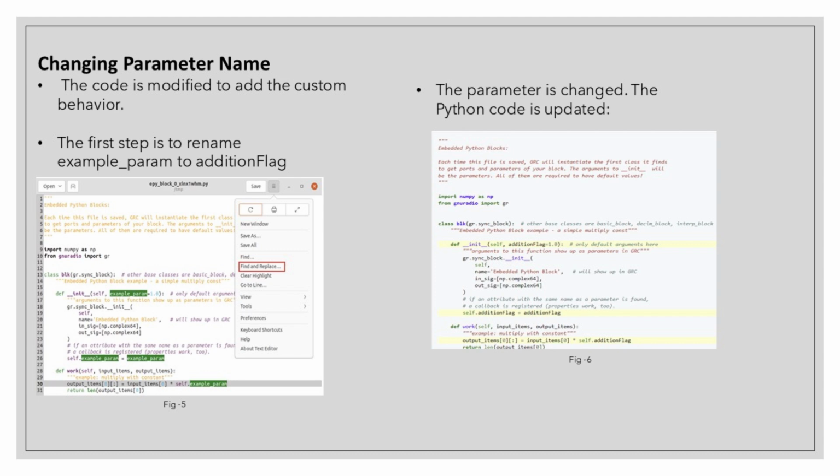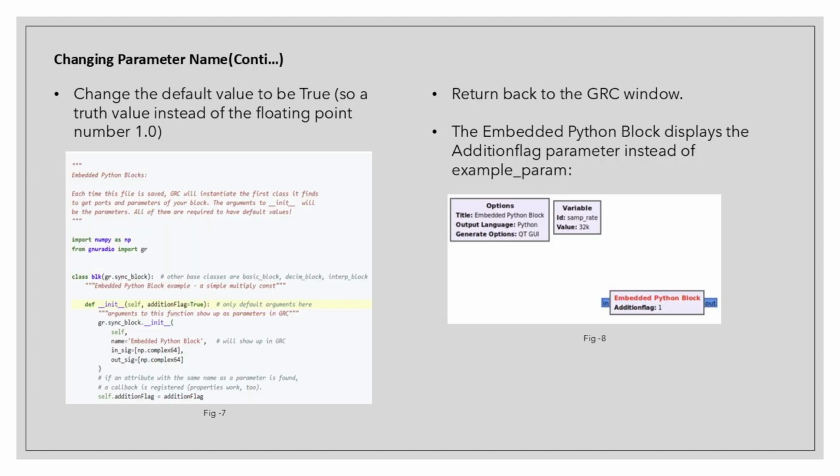Changing parameter name. The code is modified to add the custom behavior. The first step is to rename example_param to addition_flag as shown in Figure 5. The parameter is changed. The Python code is updated as shown in Figure 6. Change the default value to be True, so a truth value instead of the floating point number 1.0, as shown in Figure 7. Return back to the GRC window. The embedded Python block displays the addition_flag parameter instead of example_param as shown in Figure 8.